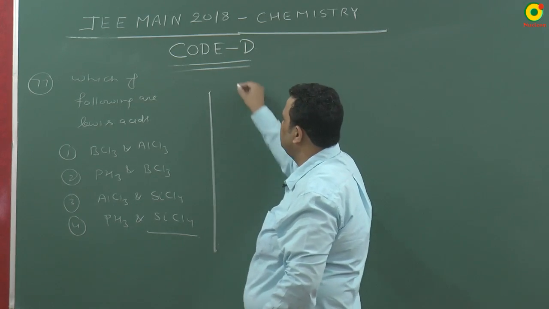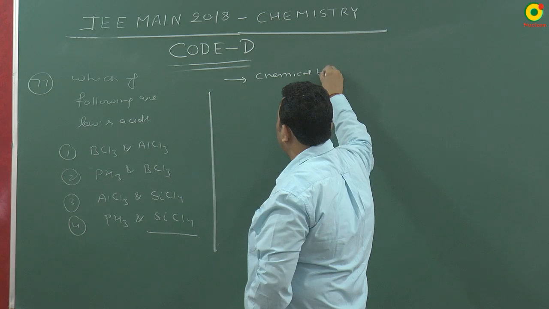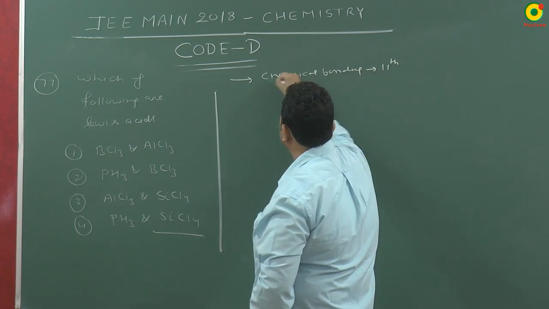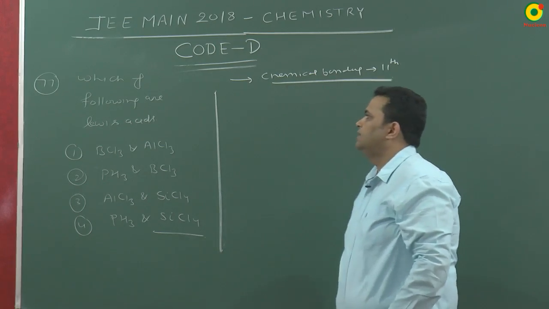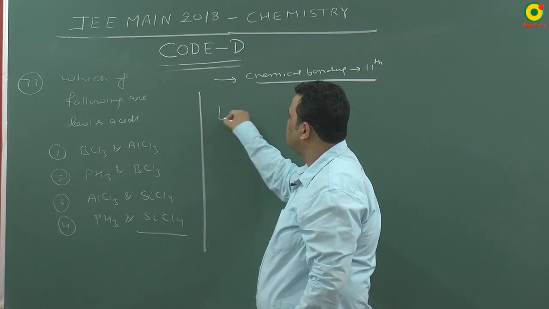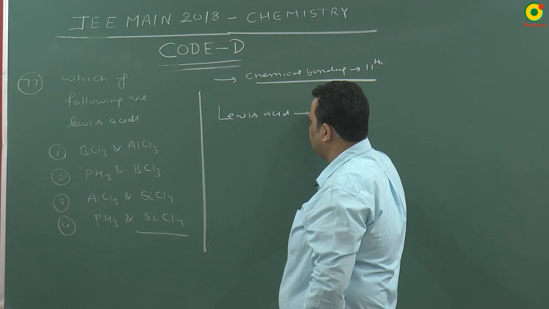Number 77 is from chemical bonding, an inorganic topic, from the 11th class syllabus. He is asking which of the following are Lewis acids. So we define a Lewis acid as one which can accept electrons.